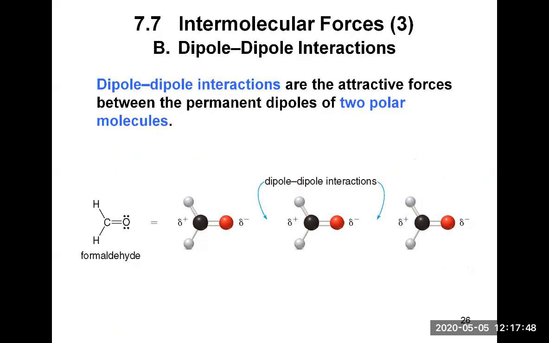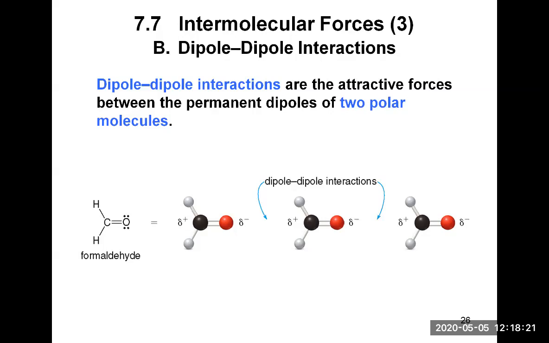So the illustration here shows formaldehyde. It's a Lewis structure and then models of it. So you have three formaldehyde molecules. And we know now that the CO bond is a polar bond, because oxygen is more electronegative than carbon. So you will have a partial negative charge on oxygen and a partial positive charge on carbon.